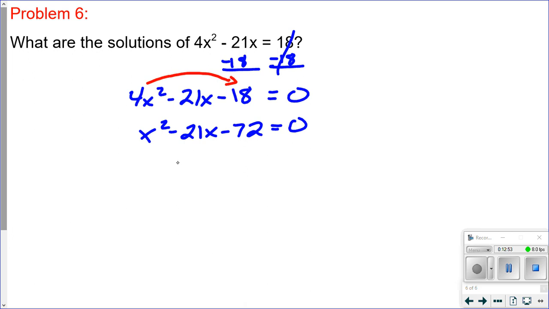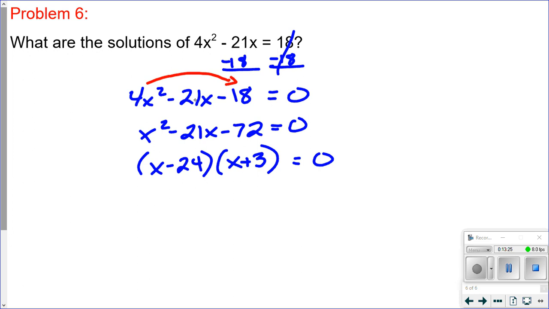All right, in this case, it's going to be -24 and +3. So I have (x - 24)(x + 3). Again, the reason I know that this is negative and this is positive is for the sum to be negative, the bigger factor had to be negative. And they have to have different signs in order for the product to be negative. All right, so that gets me to there.